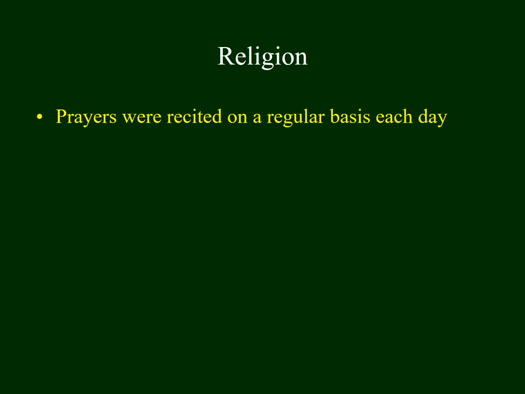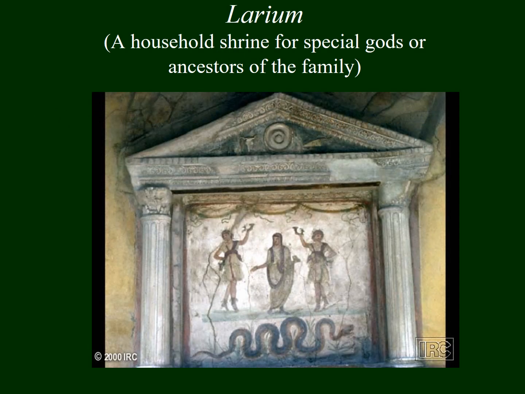As was stated earlier, the Romans were very religious, and rather than simply attending religious services once a week, prayers often were recited every day on a very regular basis, and often even several times a day. This is the slide that I showed earlier, the Larium, kind of like an altar, which was located in many people's homes. As one left for work in the morning or left to go out, or as they returned home, they often would say a prayer at the family Larium.